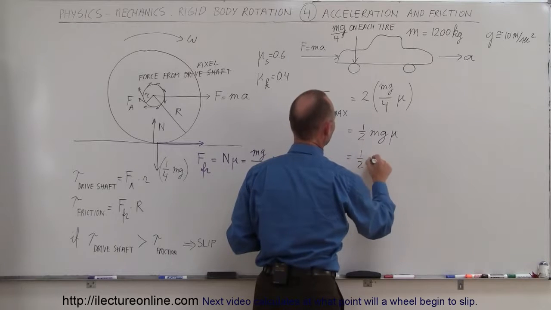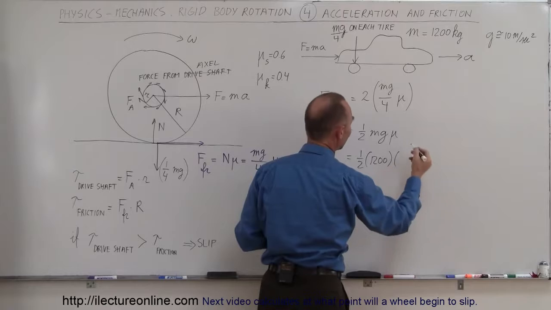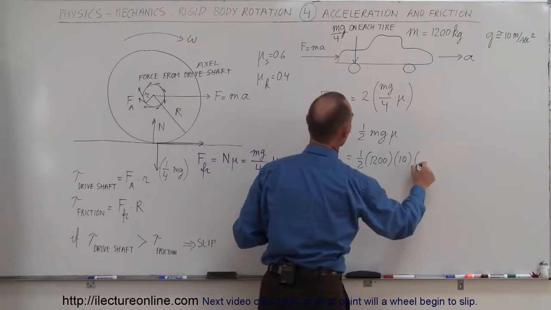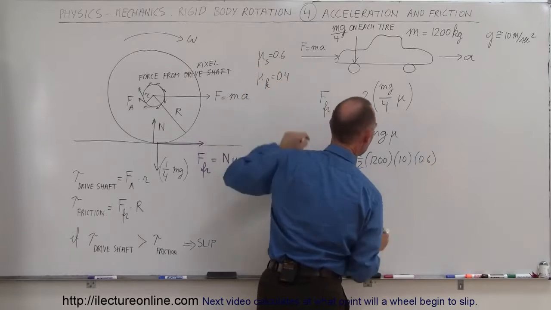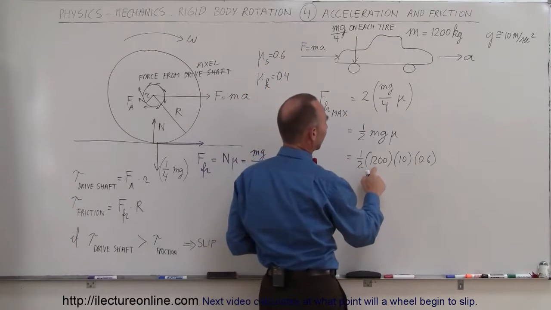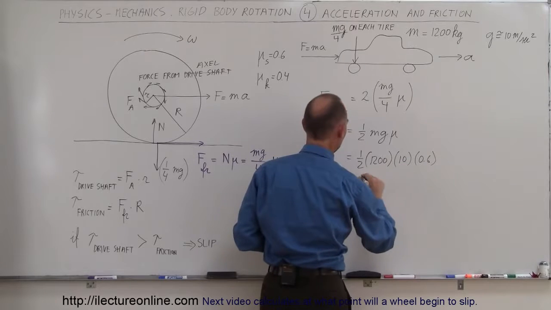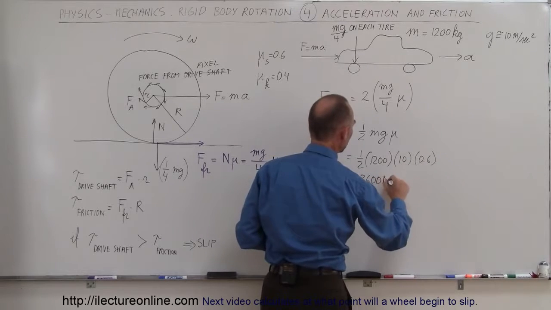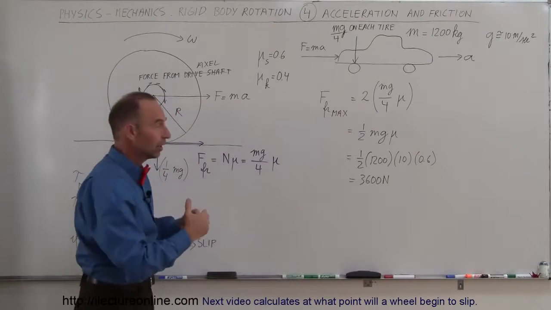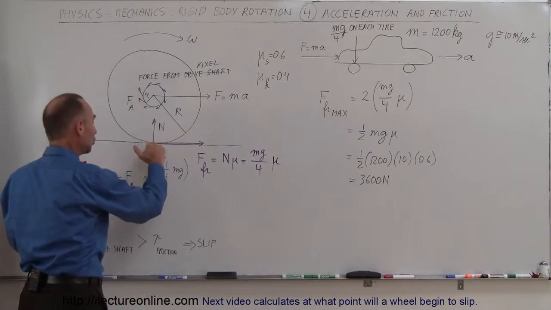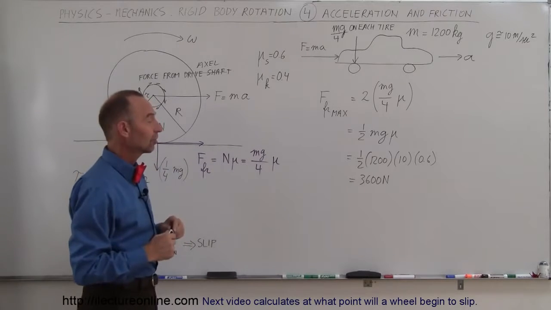And so that would be 1/2 times the mass of the car, which we said was 1,200 kilograms, times g, let's say it's 10 meters per second squared, and mu we said was equal to 0.6. So 1/2 times that would be 600 times 10 is 6,000, times 0.6 would be 3,600 newtons. So the maximum friction force that can be mustered between the 2 rear-wheel drive tires and the road is 3,600 newtons.